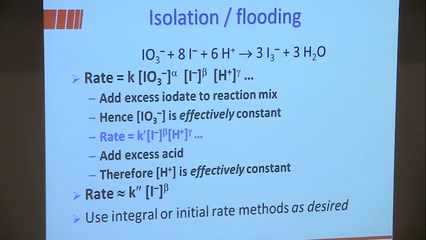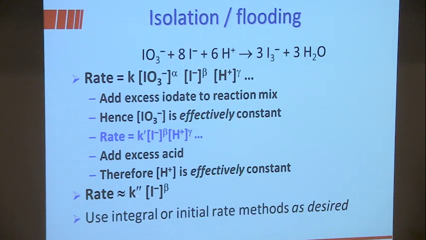Is that all right? And then we can do it again, and we say, okay, let's add also excess H plus. So we have the Atlantic Ocean full of I minus, you have the Pacific Ocean full of H plus, and so you have a thimbleful of IO3 minus. Now you'll see just the change in IO3 minus. And we have the rate is equal to K double prime times the concentration of IO3 minus to the alpha, okay? Where K double prime is equal to K times the concentration of I minus to the beta and H plus to the gamma.